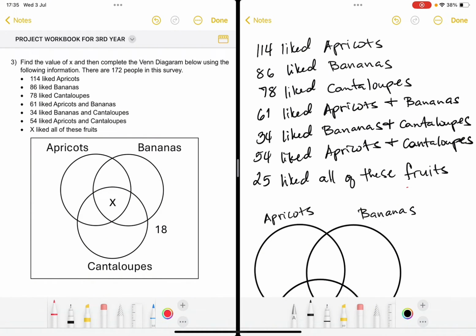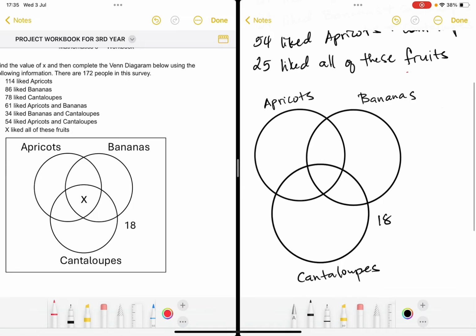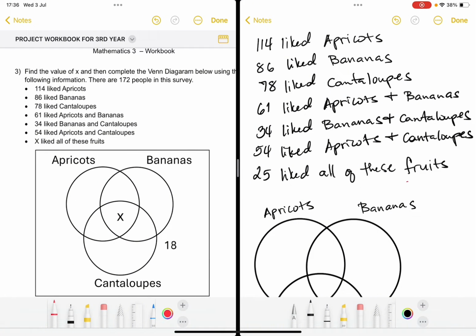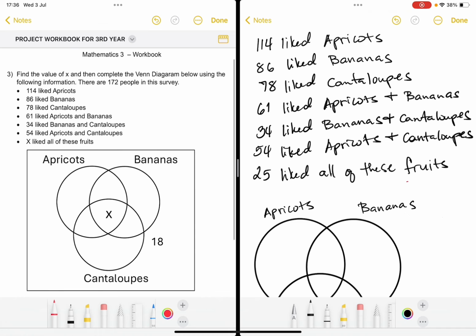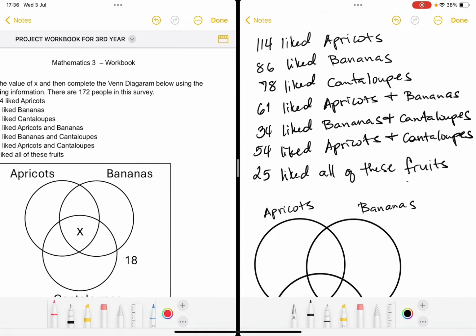Constructing a Venn diagram with the variable x, and the other one without variable x. As you can see, on the left side of the screen we have the word problem. Find the value of x, then complete the Venn diagram below using the following information. There are 172 people in this survey. 114 liked apricots, 86 liked bananas, 78 liked cantaloupes, 61 liked apricots and bananas, 34 liked bananas and cantaloupes, 54 liked apricots and cantaloupes, then x liked all of these fruits.